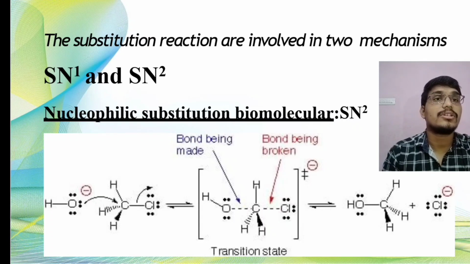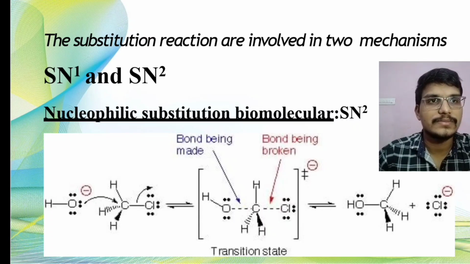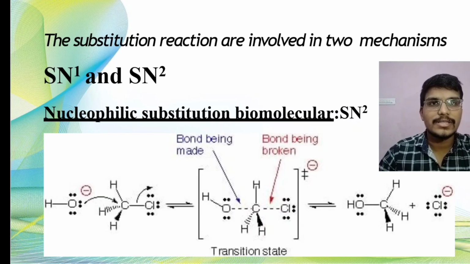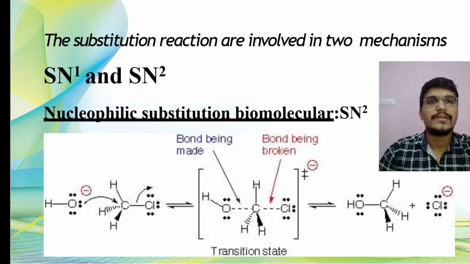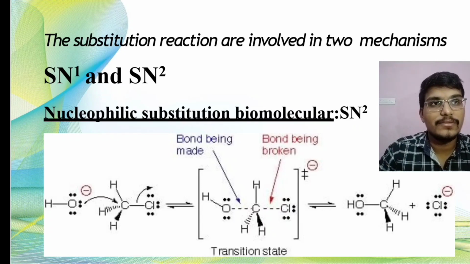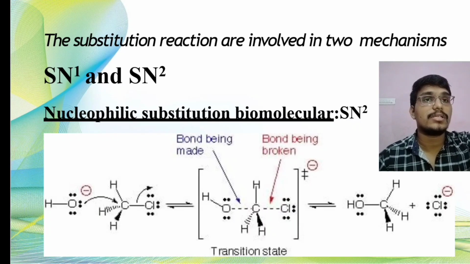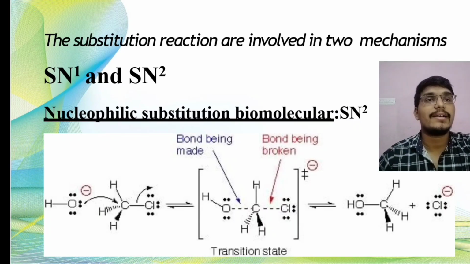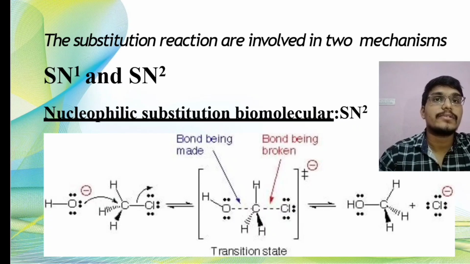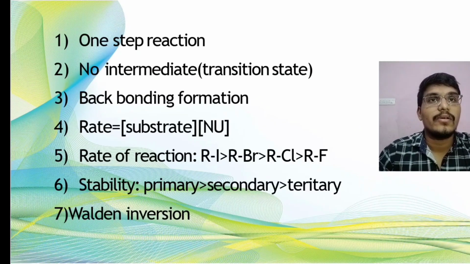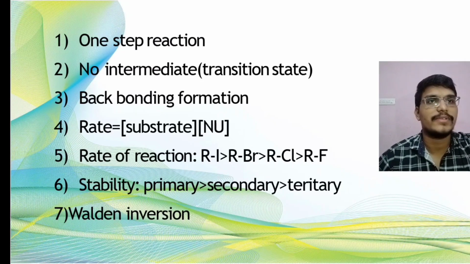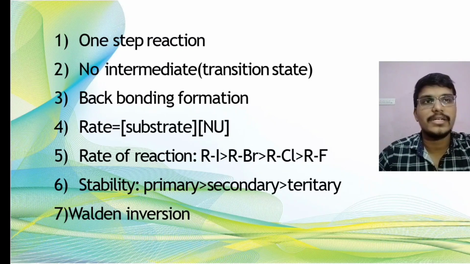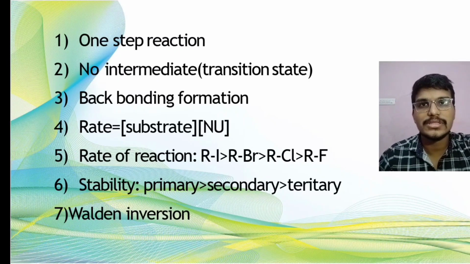The stereochemistry of this product is Walden inversion. In the reactant, the nucleophile is on one side, and in the product, the nucleophile is on the other side. So it is called Walden inversion. It is a one-step reaction. No intermediate is formed; a transition state is formed, and a transition state is not an intermediate. Then there is backside bonding formation.